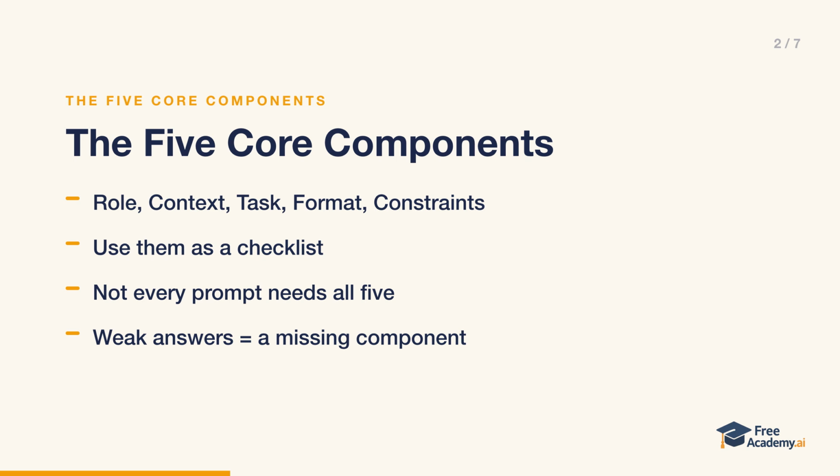Fourth, format. How should the answer be structured, like bullet points, a table, or a word limit? And fifth, constraints. What rules or limits apply, such as tone, length, or things to avoid? You won't always need all 5, but knowing them gives you a checklist. When a response disappoints, you can usually trace it back to a missing component. Let's look at each one more closely, starting with role, context, and task.